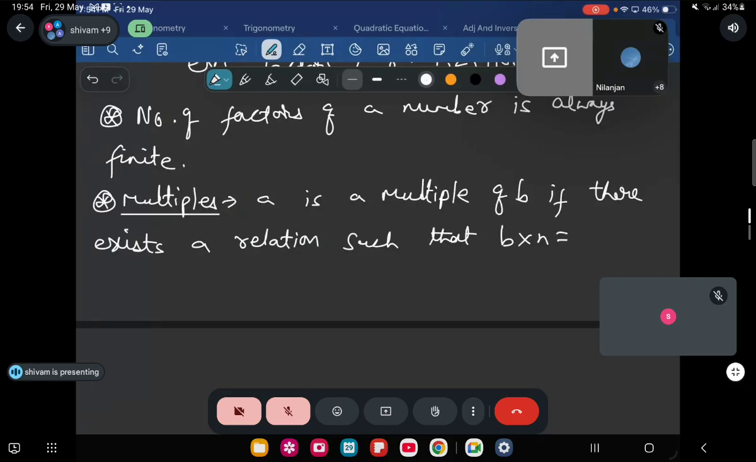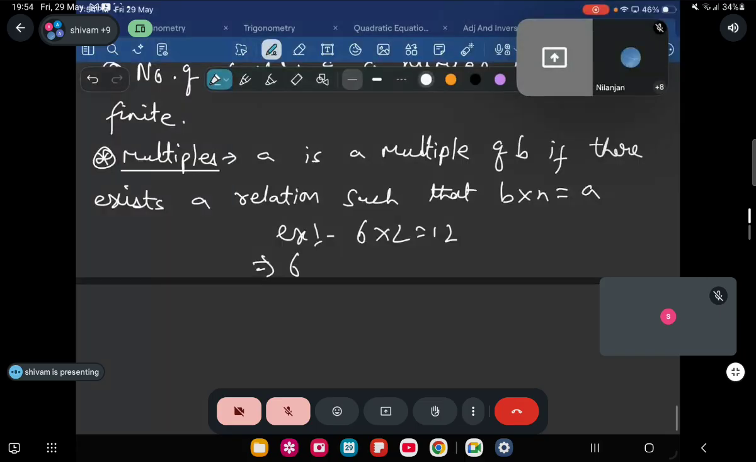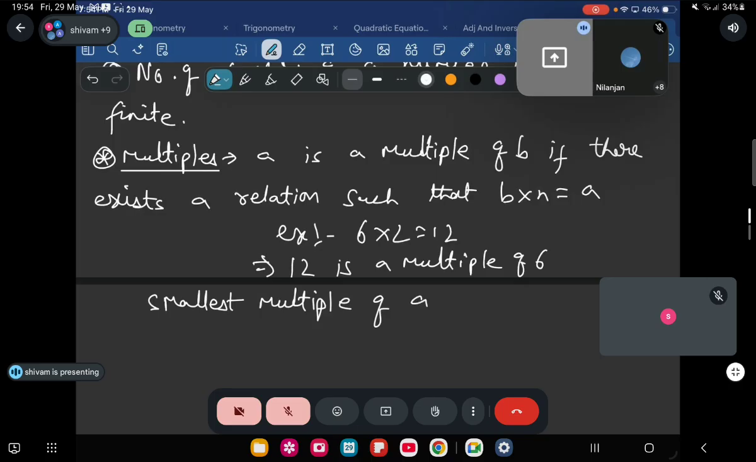For example, 6 multiplied by 2 is equal to 12. So I can say that 12 is a multiple of 6. If you have any doubt, ask me, I'll explain. That's the smallest multiple of a number: the smallest multiple of a number is the number itself.